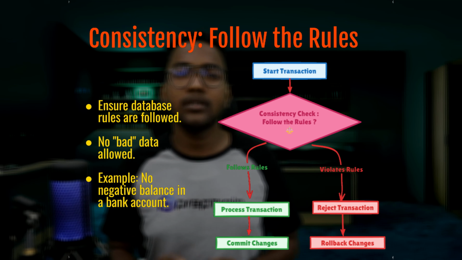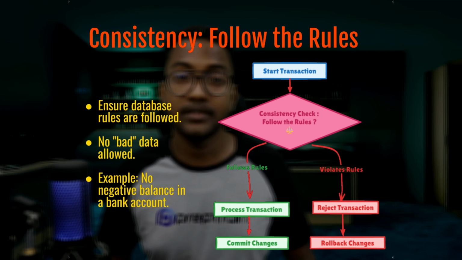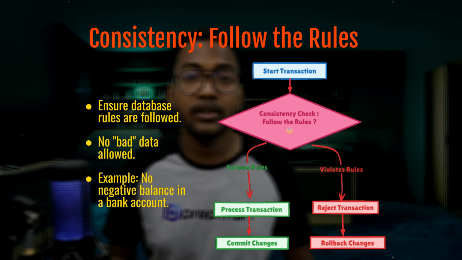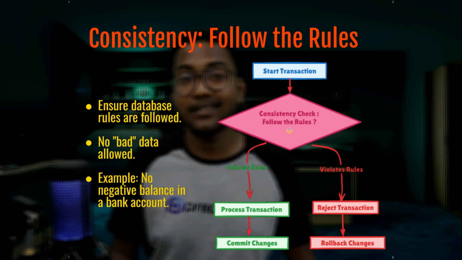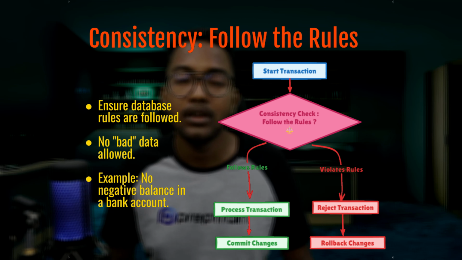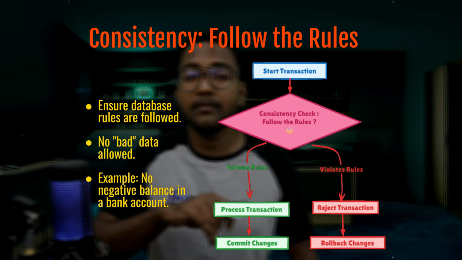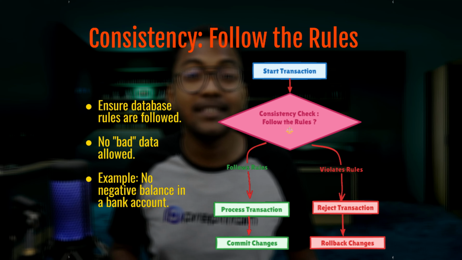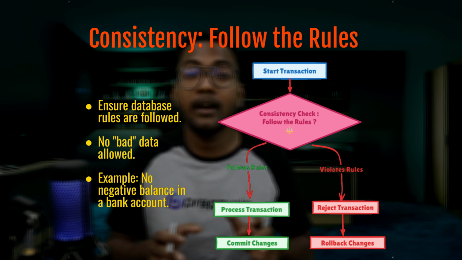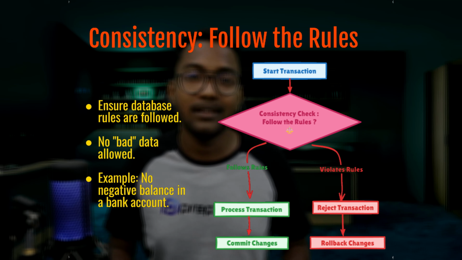Consistency is crucial because it prevents bad data from entering the system. Imagine a scenario where a transaction violates a constraint, like entering a negative balance or breaking a foreign key relationship between two tables. Without consistency, these invalid states could corrupt your data and lead to major problems down the line.